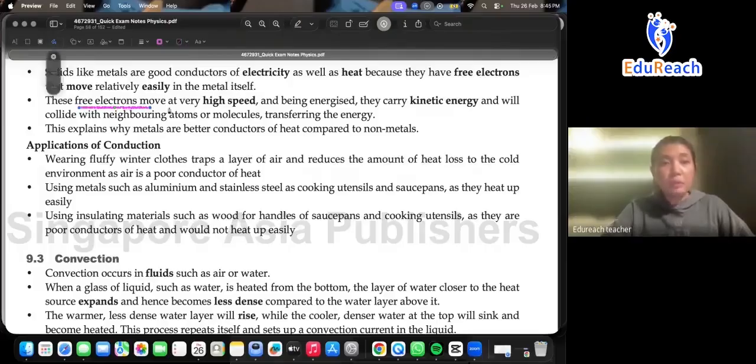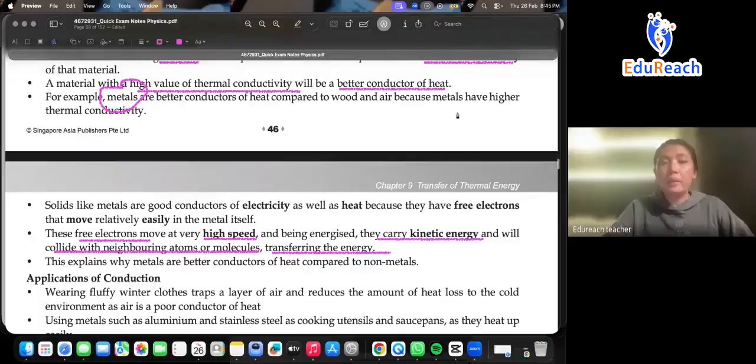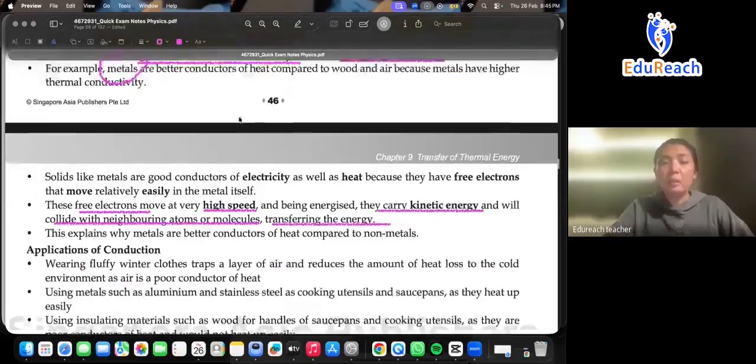Then the free electrons move at very high speed and carry kinetic energy and will again collide with neighboring atoms or molecules, thereby transferring the energy. That's why metals are better conductors of heat compared to non-metals. And again, they have a higher thermal conductivity.